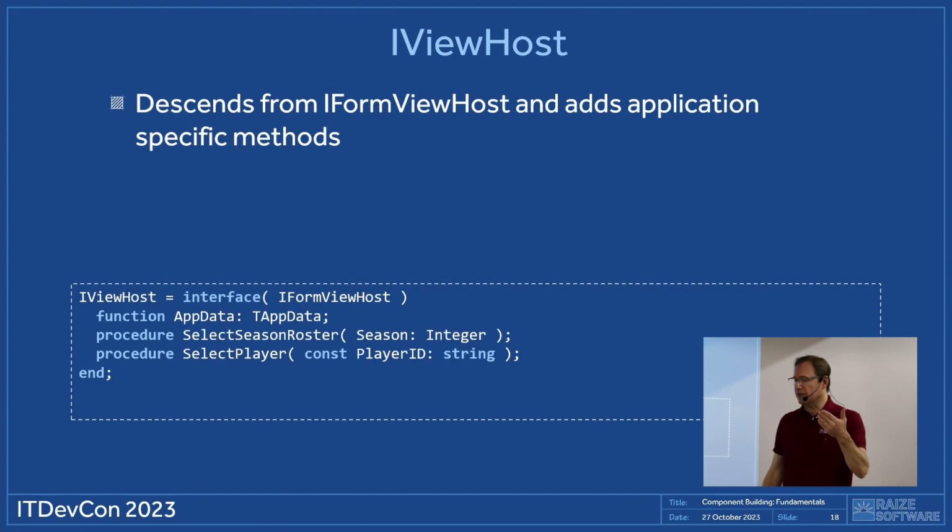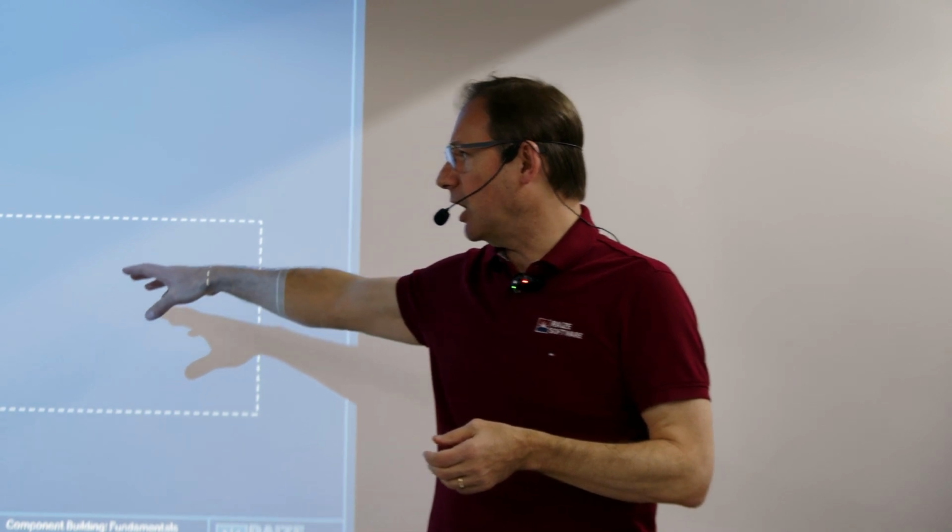First and foremost is this app data, this idea that we're loading in data, statistics from a roster, from a team, and for a given season, we want to store that. We're going to need to use that throughout our different pages. So we can have an app data that holds that for us, and the host will hold it for all of our views.